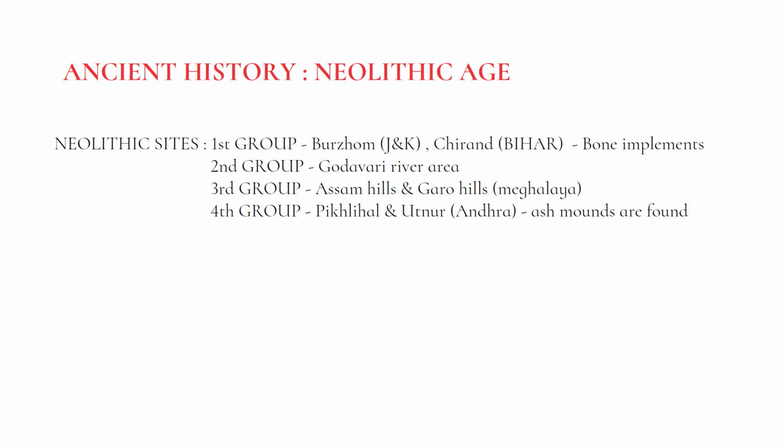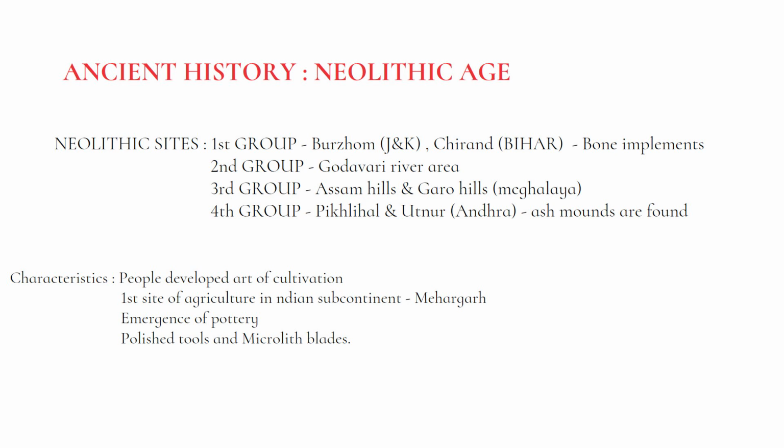Let us take a look at the characteristics of this site. Now people developed art of cultivation from this age onwards, and the earliest evidence of agriculture we have found is from Mehergarh in Indian subcontinent. Now pottery emerges from this age, and now polished tools and microlithic blades are found from this age onwards.